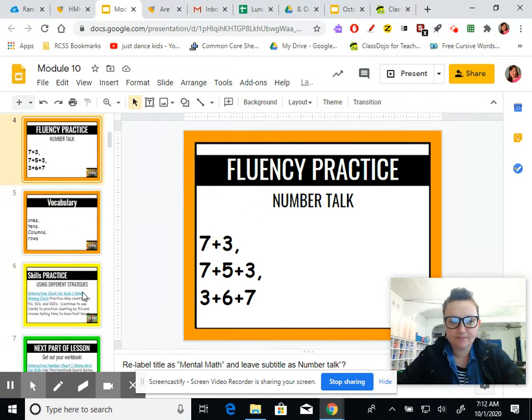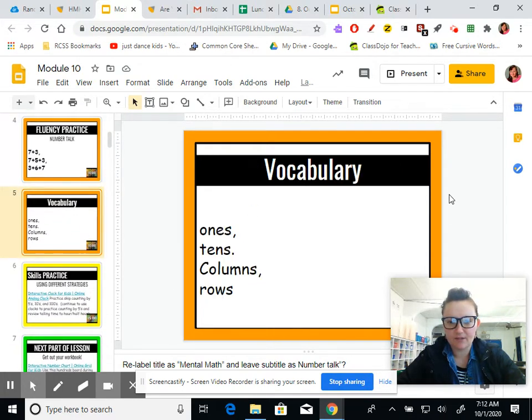So now let's look at our vocabulary. So we have ones, which are the ones in a number. And then we have tens. And then we have columns, which are columns in a hundreds chart. And then rows, which go across in a hundreds chart. Columns are up and down. Rows are across.